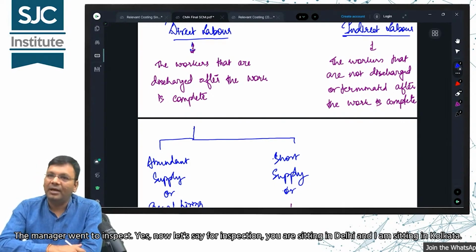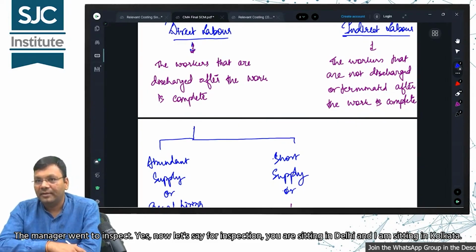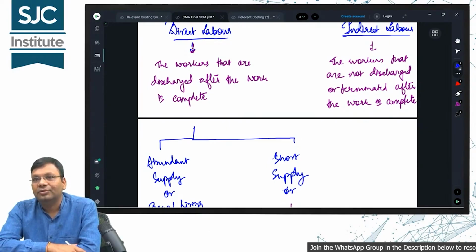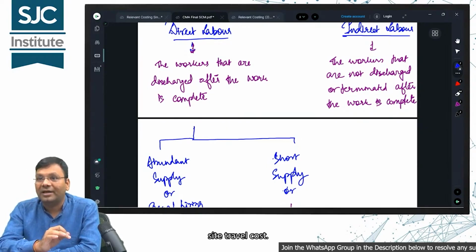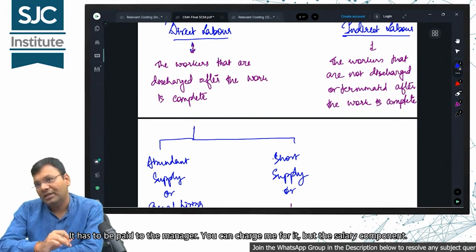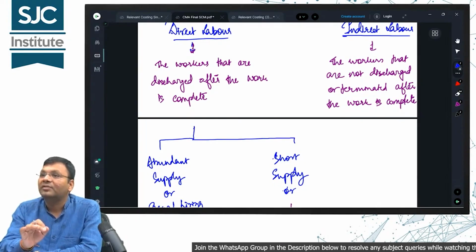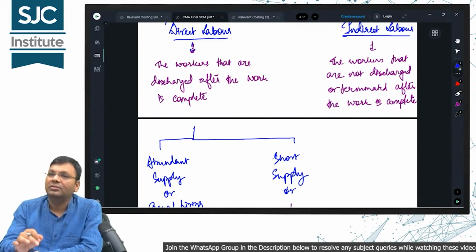The manager went to inspect. Now let's say for inspection, you are sitting in Delhi and I am sitting in Kolkata. The man who came from Delhi to do inspection incurred train fare, the extra money spent on site travel cost. It has to be paid to the manager. You can charge me for it, but the salary component, you cannot ask me for it.